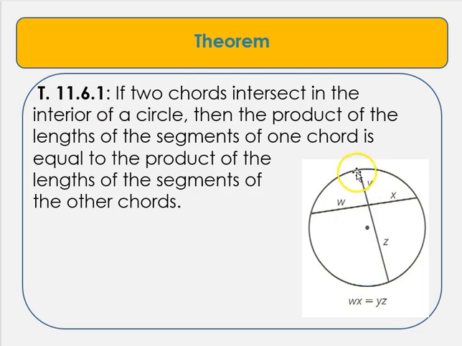So, we have two chords that intersect inside of a circle. The product of the lengths of the segments of one chord. So we have a chord splitting through the circle, and it has segments Y and Z. So the product is their multiplication. So Y times Z will equal W times X, or you can say that W times X will equal Y times Z.